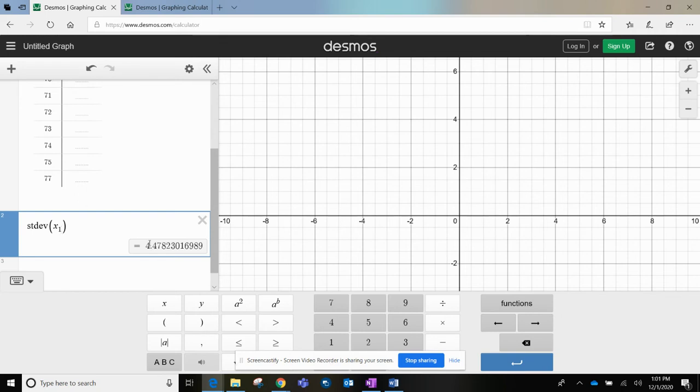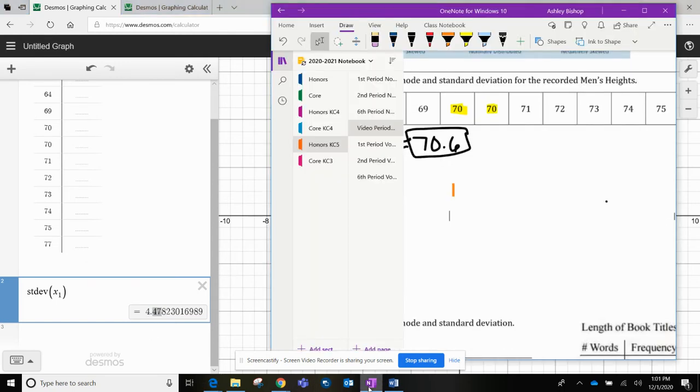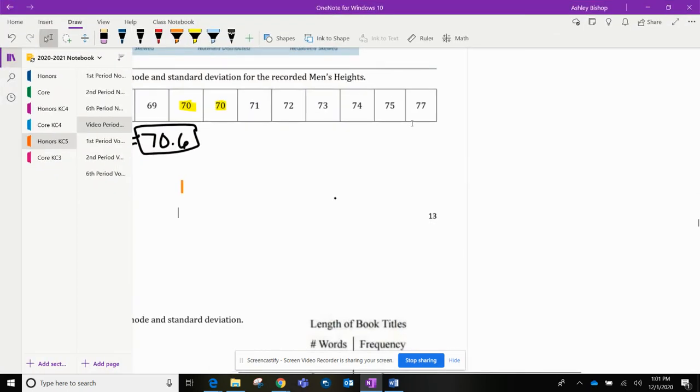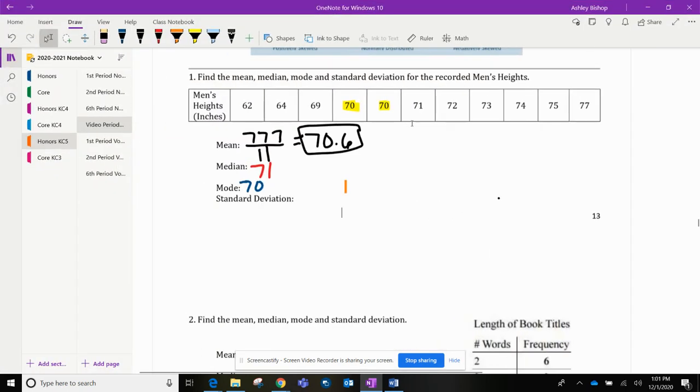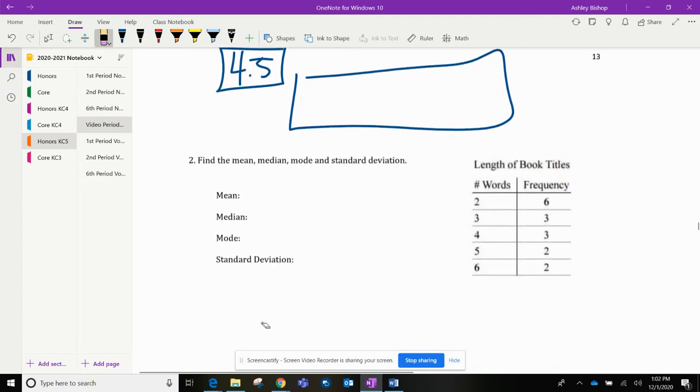So my standard deviation is 4.47, but I only want 1 decimal point, and so that will be 4.5 because I need to round up. So my standard deviation is going to be 4.5. When I post a picture of my notes, I will show a picture of the steps. Again, if you were in class, we wrote them right here, but please look at the picture for the steps again, or rewatch that part of the video for how to do it. But we are going to go to question 2 now.